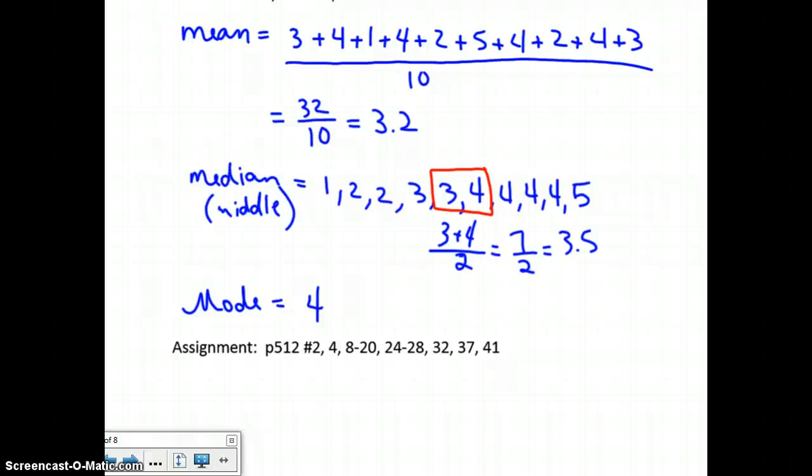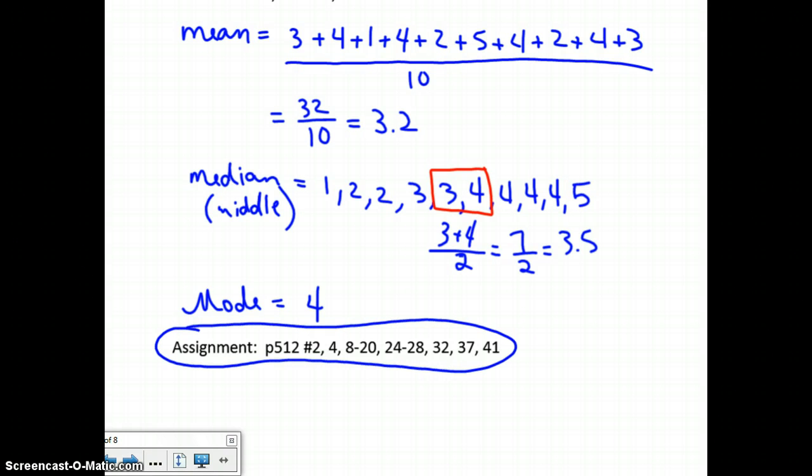Okay, that's the end of the notes. And our assignment is page 152, numbers 2, 4, 8 through 20, 24 through 28, 32, 37, and 41. And these will be due on Monday.